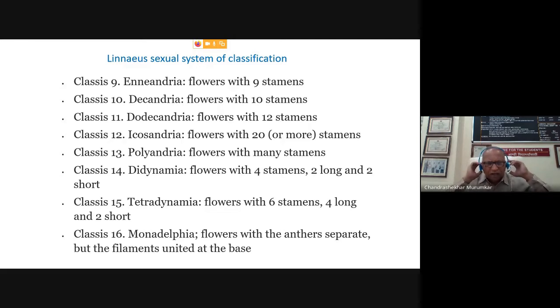Similarly, another group is called Tetradynamia, where the stamen number is 6, where 4 are long and 2 are short. Sorry, 4 are long and 2 are short. This is the tetradynamous condition, which is present in the family Brassicaceae. It is also present in the family Capparidaceae, and to some extent some families of Scrophulariaceae and Bignoniaceae. They show this tetradynamia condition.